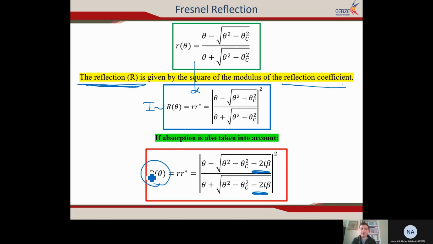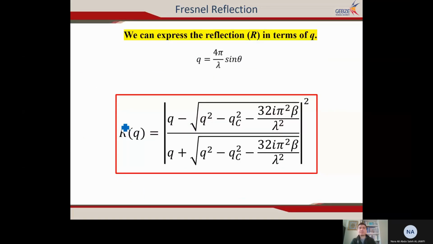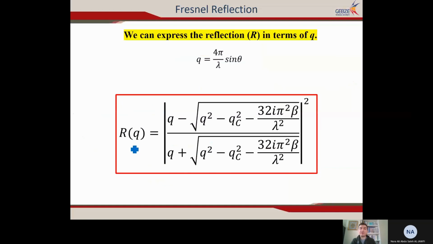Now I have the reflection. Now I have intensity as a function of theta. What is theta? This is the theta or 2 theta, okay? This is the intensity or reflection, and I know that the X-ray reflectivity curve is like this. So now I can calculate the reflection or intensity as a function of theta, and I can simulate the reflectivity curves. Here I have theta critical, okay?